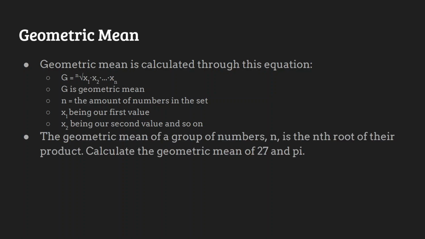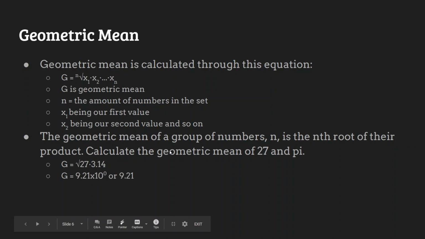The geometric mean of a group of numbers, n, is the nth root of their product. Calculate the geometric mean of 27 and pi. So, G equals the square root of 27 times 3.14, the nth root being the square root, since n is 2, and we get 9.21 times 10 to the 0.